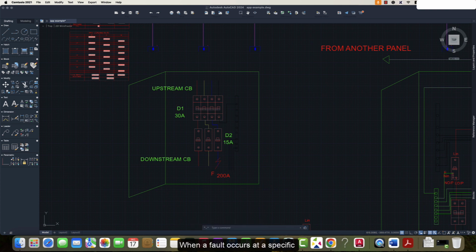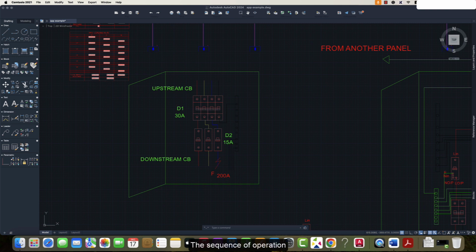When a fault occurs at a specific point in a network, it needs to be cleared or isolated to prevent further damage to the system. Clearing a fault involves interrupting the flow of electrical current to the affected area.